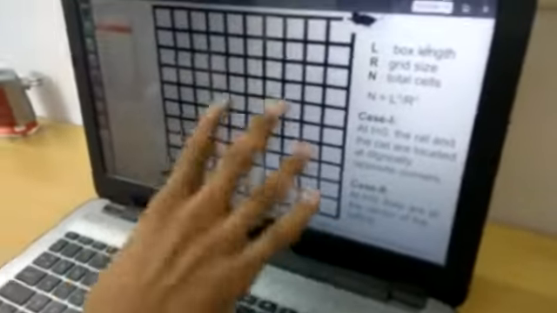Okay, so given L is the length of the box and R is the small grid size and N is the total number of all the boxes. We have to find the probability for two cases. First, the rat and cat are on opposite diagonals, and second, they're at the center. Okay, now grid problem: find the survival probability of the rat.